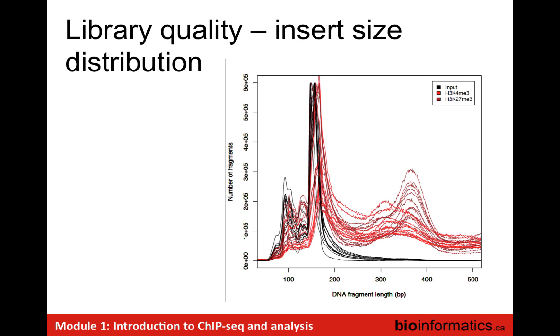Trithorax, which is K4 trimethylation, we see enrichment of lower, smaller fragments, which might be indicative of, for example, more open chromatin where these are being enriched. Okay? So that's one way to do it.